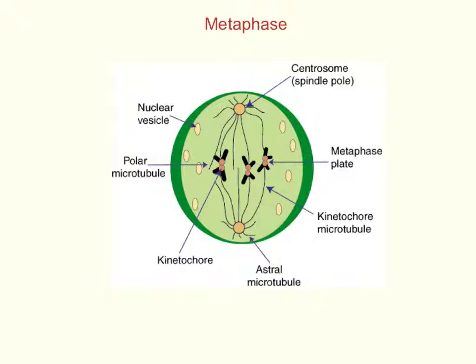Mitosis' next phase is metaphase. The chromosomes move to the middle of the cell. This is also called the metaphase plate. The centromeres lie on this plate. The centrosomes are now at opposite poles of the cell.